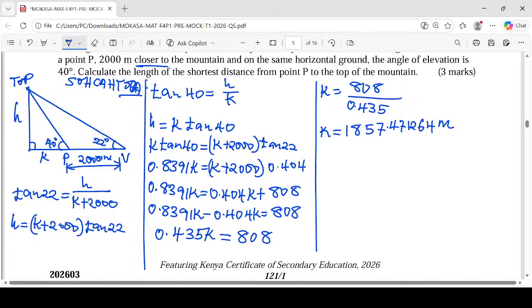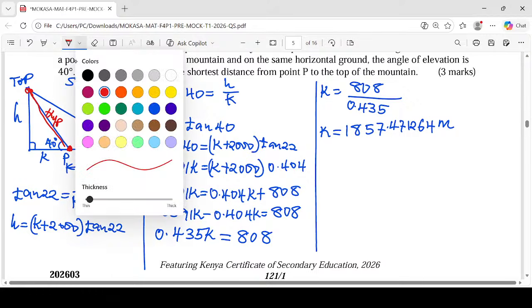But have we responded to the question? We are yet to. Why? They want the shortest distance from the point P to the top of the mountain. They want the shortest distance. If you stand at this particular point P and you want to come to the top here, then the shortest distance is this distance here, which is the hypotenuse. And to get that, we are going to use a certain trigonometric ratio.